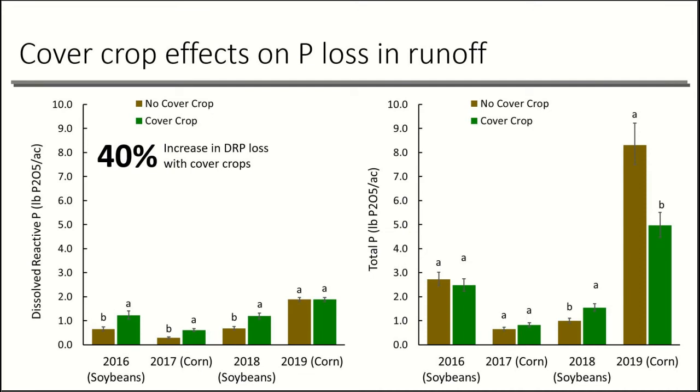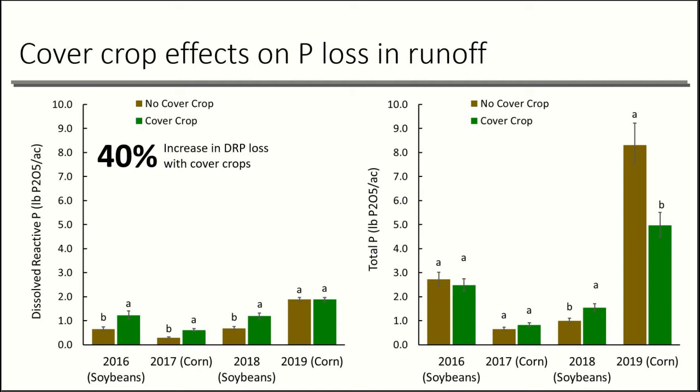Here's a slide that shows the cover crop effects on the total loss of dissolved reactive phosphorus and total phosphorus. We see that the total losses of dissolved reactive phosphorus were a little bit larger when we had a cover crop in 2016, 2017, and 2018. And 2019, although we had higher dissolved reactive phosphorus concentrations with a cover crop, the loss was about the same. This is due to that decrease in runoff volume in 2019, right?